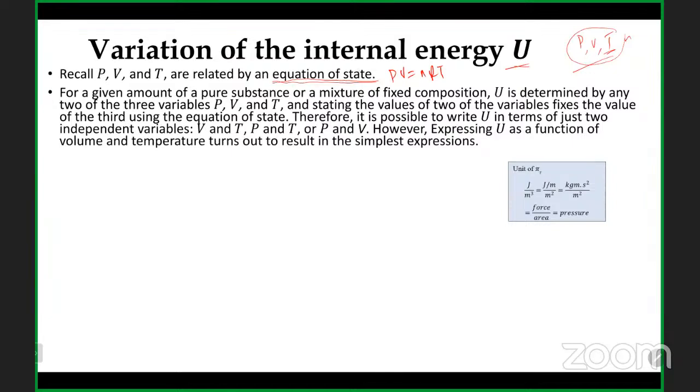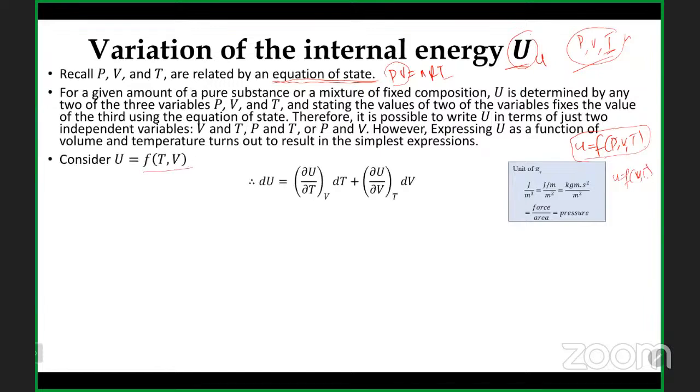One of the things about equations of state is that if you know two of them, you can always get the third. It means that a state function, as an example, U can be represented as a function of P, V, T, or to make life easy, we usually represent it as a function of two of them, whether PV or PT or VT. It's been observed that if you simply represent it as a function of V and T, our life will be much easier. So let's consider U being a function of T and V.